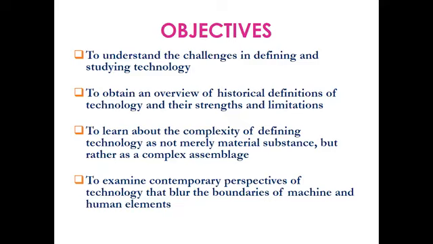We'll look at the historical definitions of technology and their strengths and limitations. We'll also look at the complexity of defining technology as not merely material substance, but rather as a complex assemblage. And finally, we will look at the contemporary perspective of technology that blurs the boundaries of machine and human elements. But briefly, we would like to look at what sociology is.